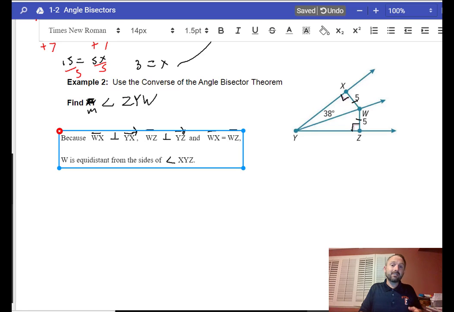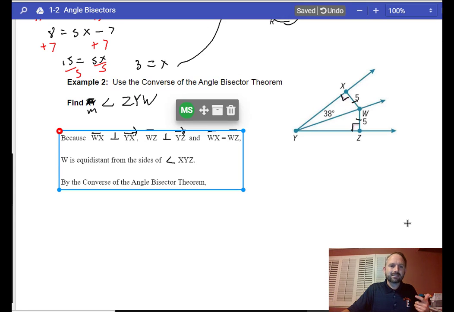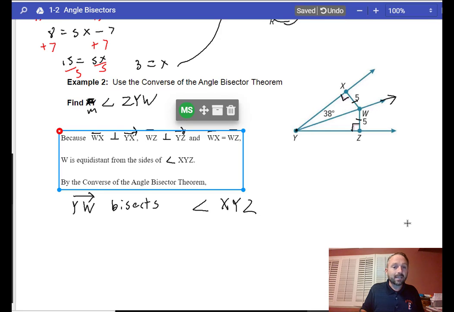Because of this, by the converse of the angle bisector theorem, we know that YW, and this is going to be the ray YW, that means it has one point and goes forever off in one direction, bisects angle XYZ. Once again, we're not solving XYZ, we're solving for ZYW.